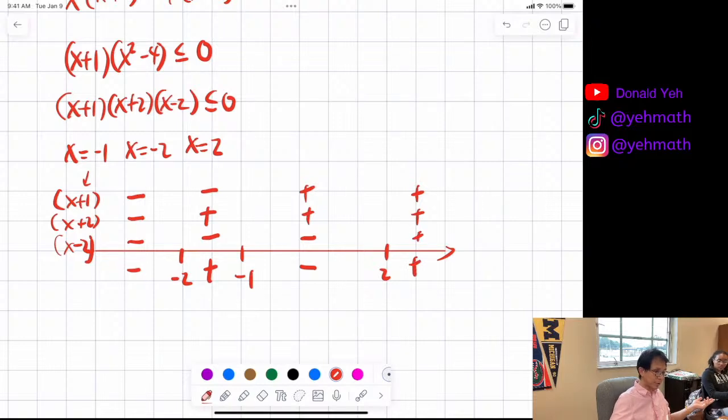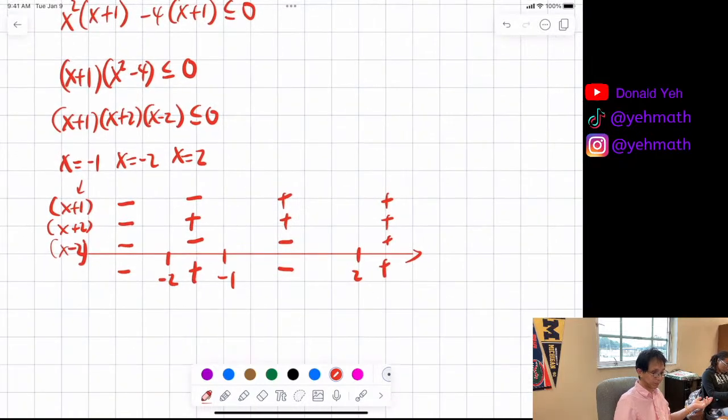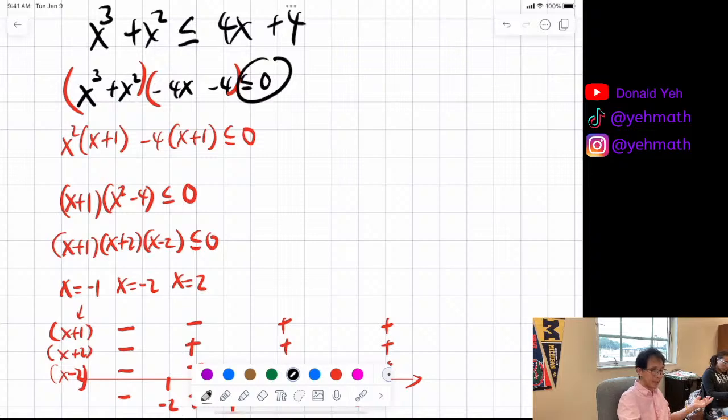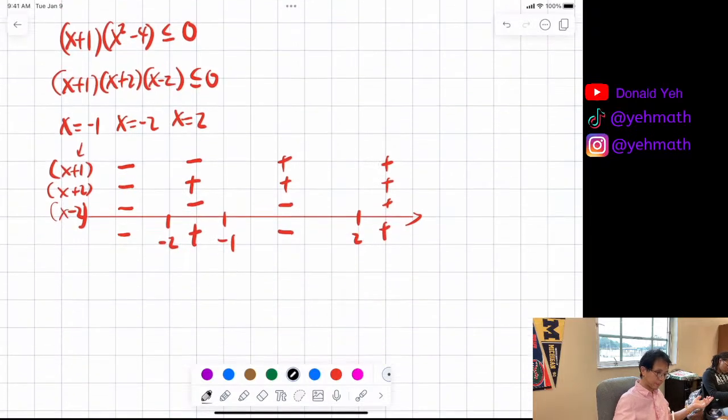So where's the answer though? The negative. Remember, you always look it back to the question. The question says less than 0. So that means you look for the negative region. So that's going to be negative infinity to -2, union. Now there's a bracket because this is correct. So -1 bracket 2.